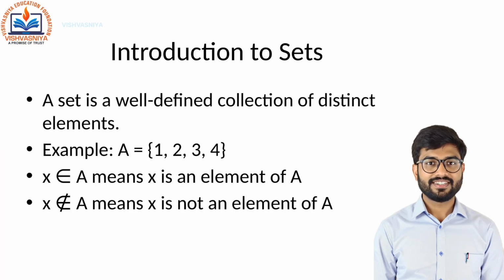A set is a well-defined collection of distinct elements. For example, A = {1, 2, 3, 4}. If x belongs to A, we write it as x ∈ A, and if not, x ∉ A.